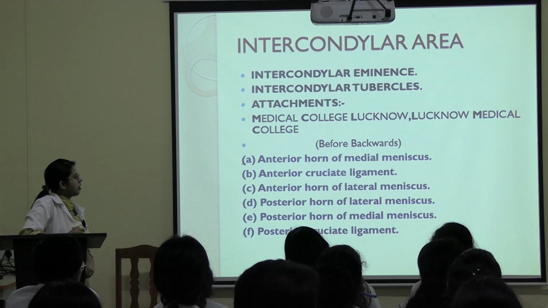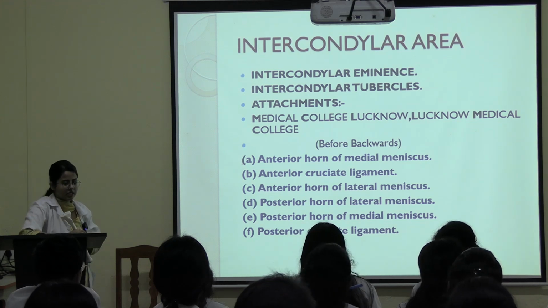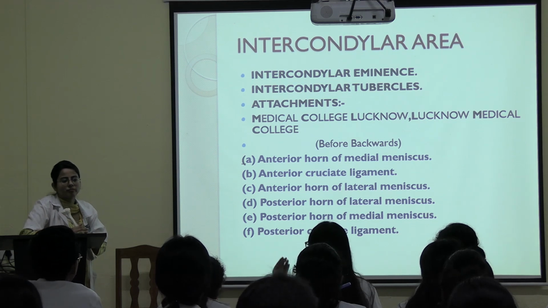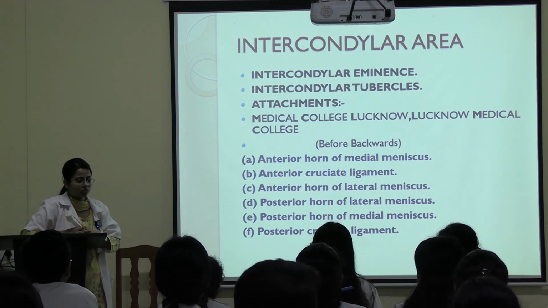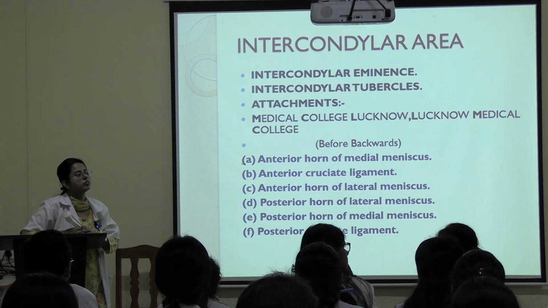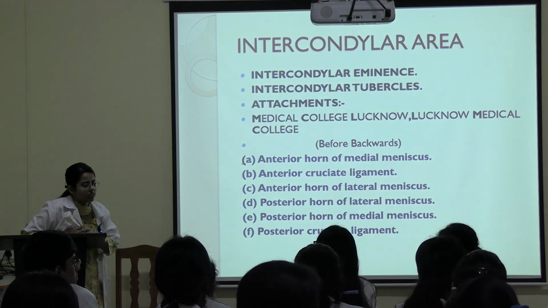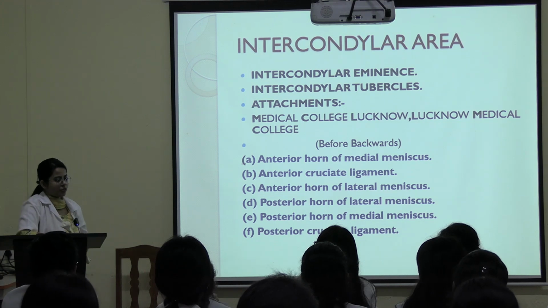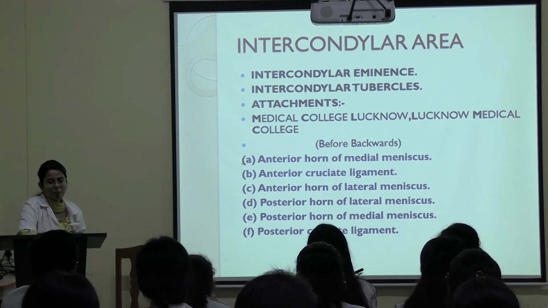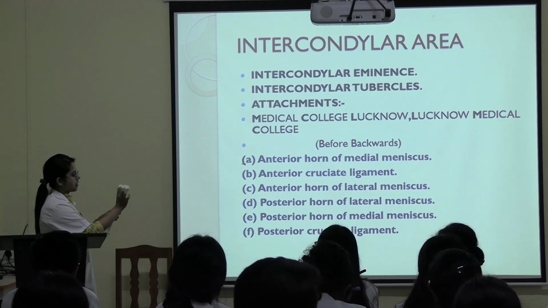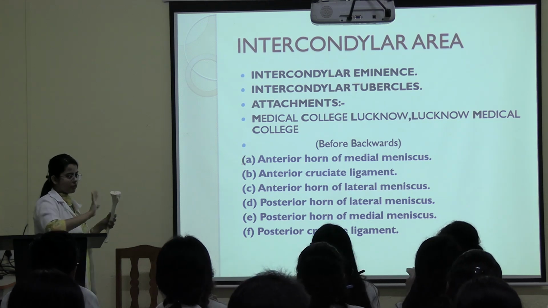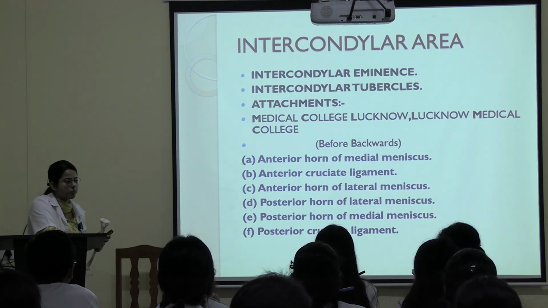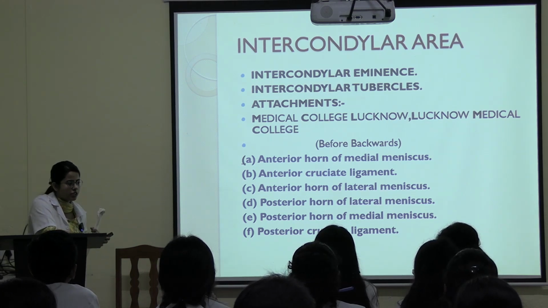Okay? M for anterior horn of medial meniscus. What is a meniscus? Is it concave or convex, depression or elevation? It's a fibrocartilage. It is to prevent friction. It will be present here. Medial meniscus is semilunar in shape. Lateral meniscus is circular in shape.